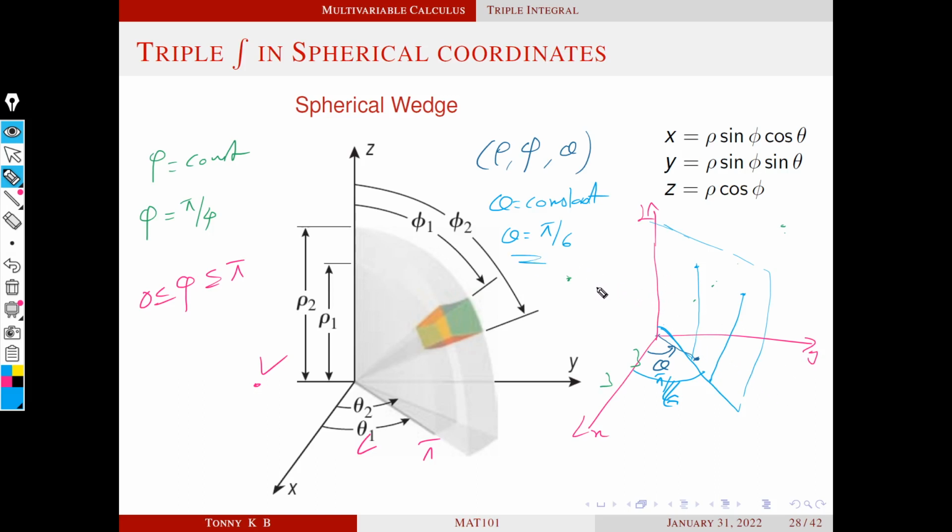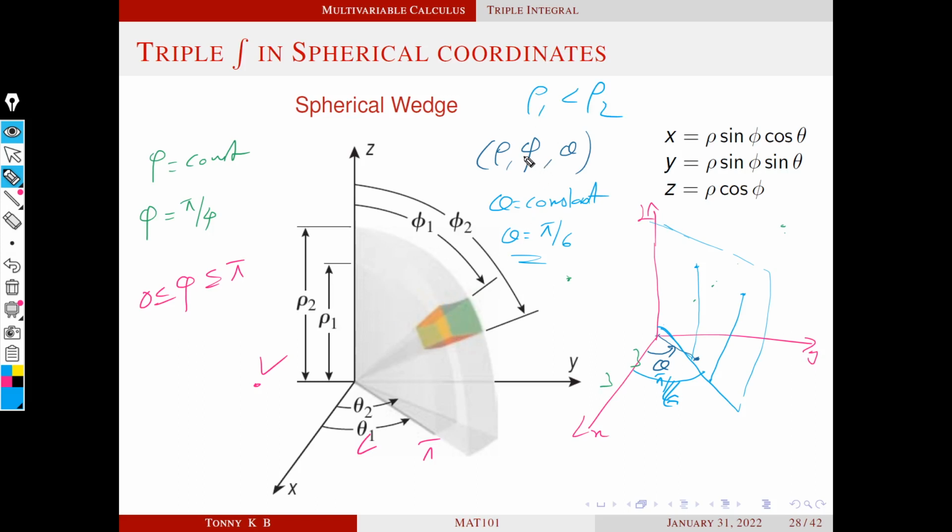So now we are ready to identify a spherical wedge. The spherical wedge is bounded by rho equal to constants, phi equal to constants, and theta equal to constant. In this figure, first we consider rho equal to rho 1. So rho equal to rho 1 is a sphere like this, so this green area from that sphere. Next one, rho equal to rho 2. That is another big sphere. We assume that rho 1 is less than rho 2. So these green patches are given by these two spheres.